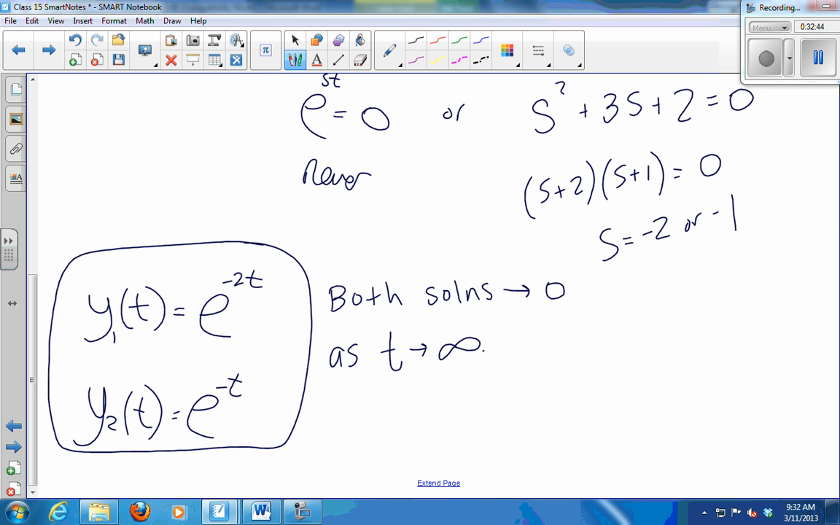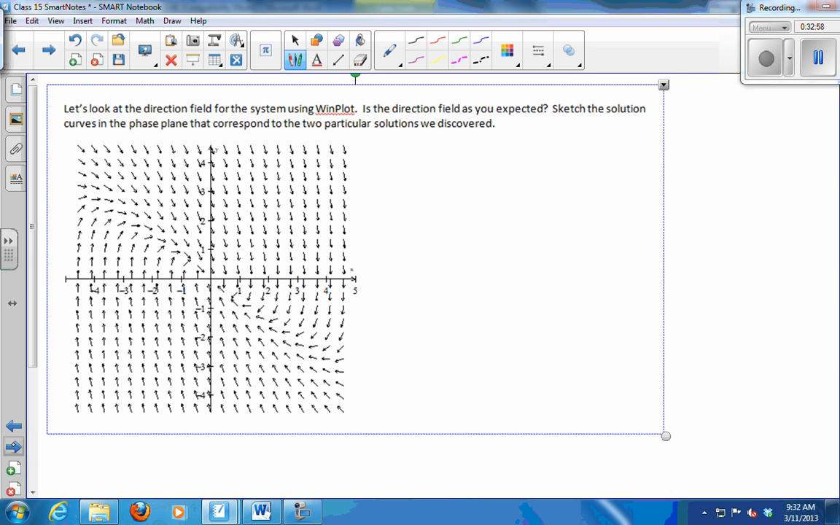So before we had damping, our solutions were sinusoidal, right? Because the motion was perpetual, always moving back and forth. We had to use a sinusoidal function to model it. Now we can use an exponential decay. So here's a direction field for the system. I created it using WinPlot. We want to sketch the curves in the plane that correspond to our two particular solutions we discovered.